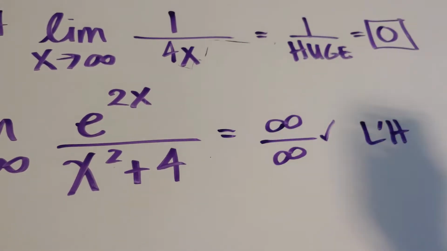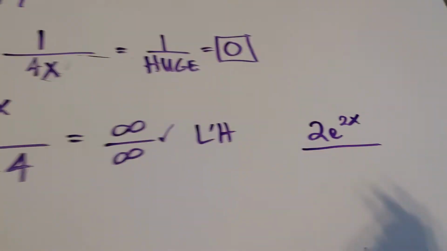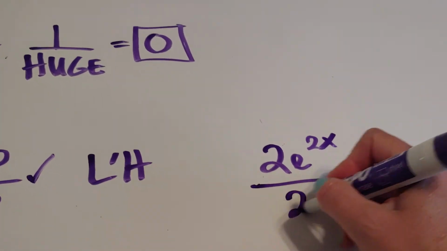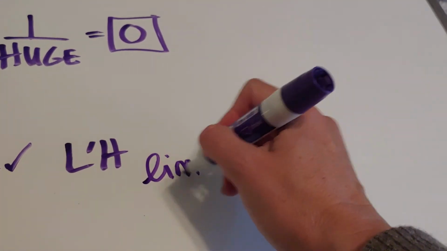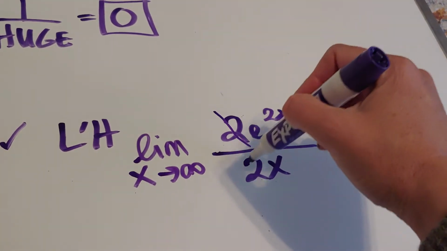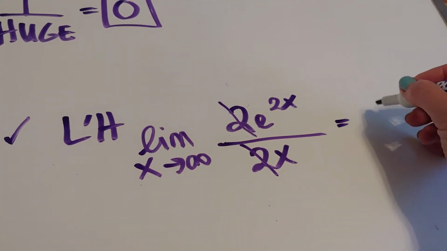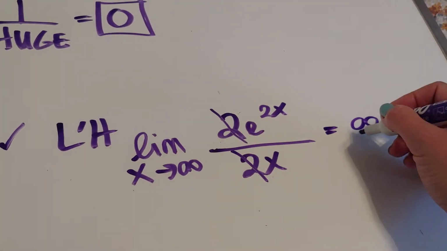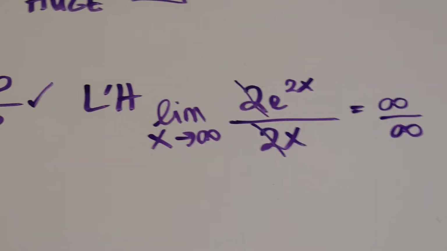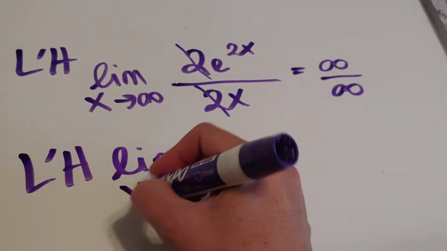Okay, the derivative of e to the 2x is 2e to the 2x. The derivative of x squared plus 4 is 2x. All right, we can definitely reduce the 2's. Great. But if I plug in infinity again, what you're going to notice is I'm going to get e to the infinity, which is infinity, over infinity. So we get to use it again. So with L'Hopital's rule, sometimes you could use it 2-3 times in a problem. You just have to make sure that it still applies.